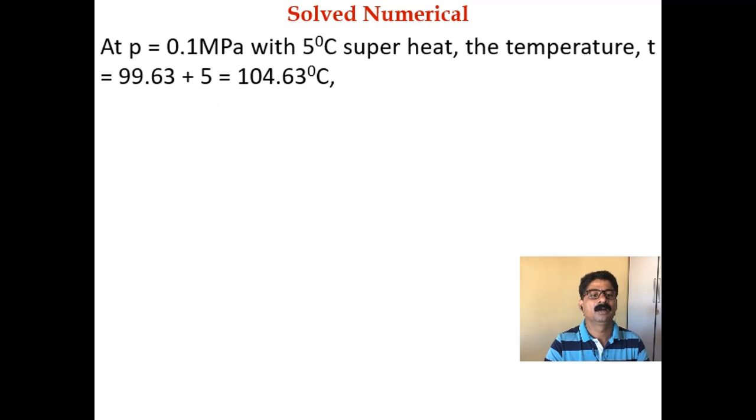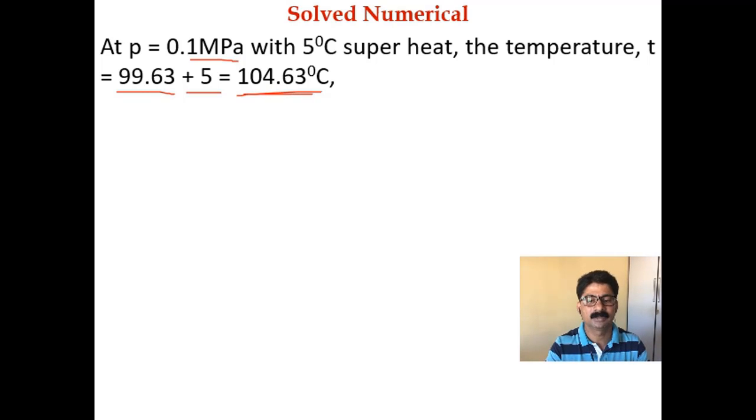So for a minimum of 5 degrees of superheat, at 0.1 megapascal or 1 bar, the saturation temperature is 99.63. A minimum of 5 degrees superheat means your superheated temperature should be 104.63 degrees Celsius. Try to understand this: a least of 5 degrees Celsius superheat is required, which means 5 degrees above saturation. So the saturation temperature is 99.63 at 1 bar or 0.1 megapascal, plus 5, so it is 104.63 degrees Celsius superheated.